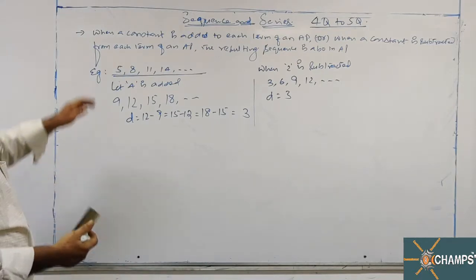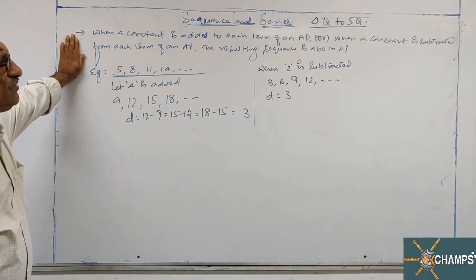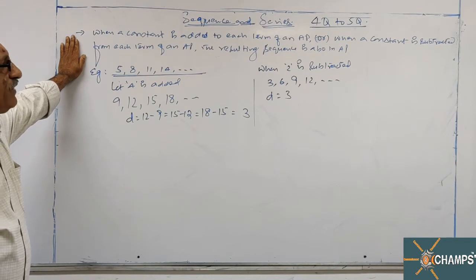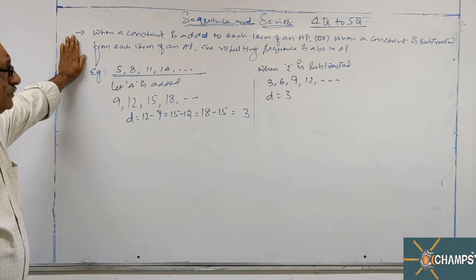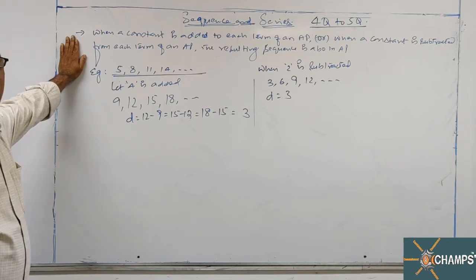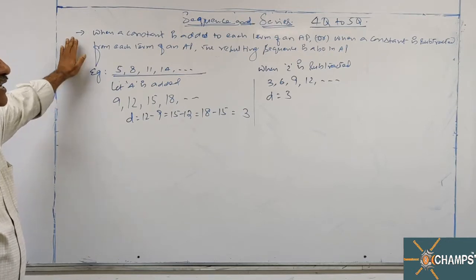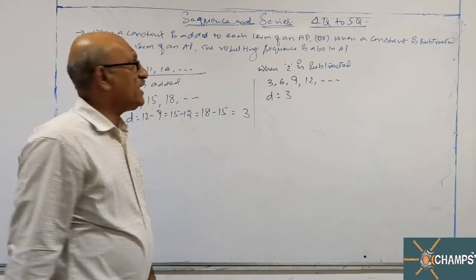So let us see this point once again. When a constant is added to each term of an AP, or when a constant is subtracted from each term of an AP, the resulting sequence is also in arithmetic progression. So this point is related to addition and subtraction. Let us see the point with multiplication and division.